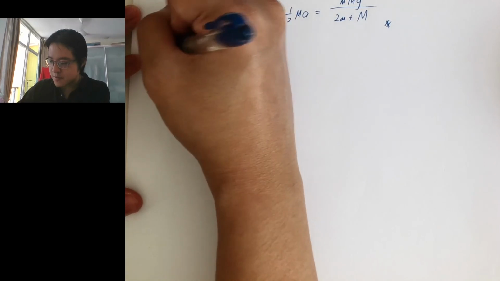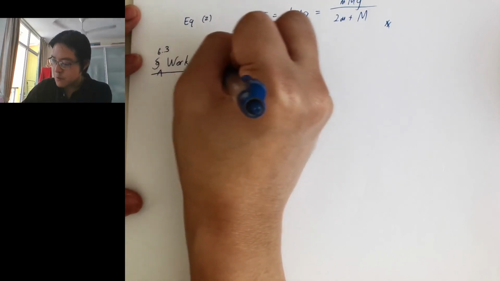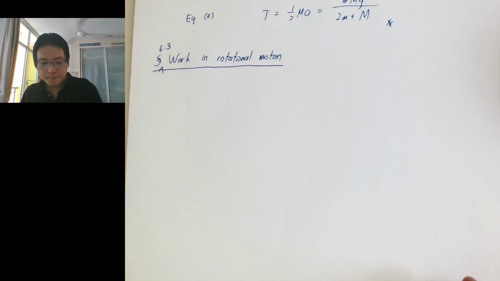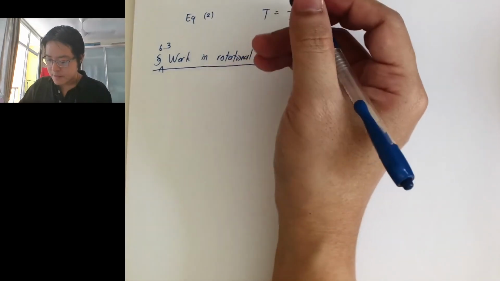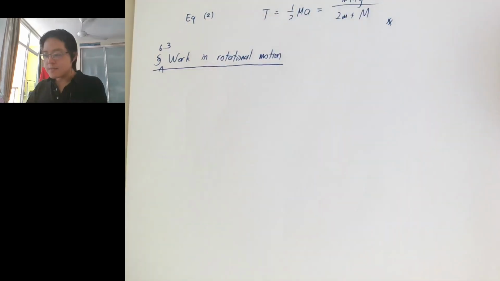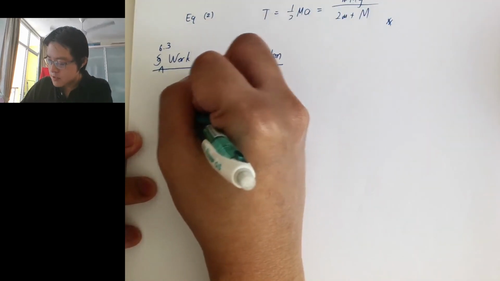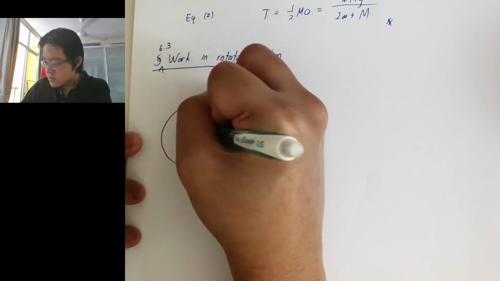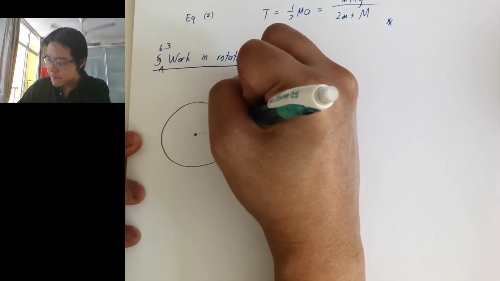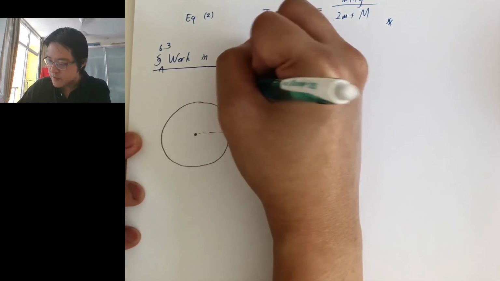This is section 6.3. Okay, so we are talking about work done in rotational motion. Let's look at some rotating object. So let's draw some object here. This object is rotating. So let's say it's experiencing some force. Okay, so this is a tangential force.